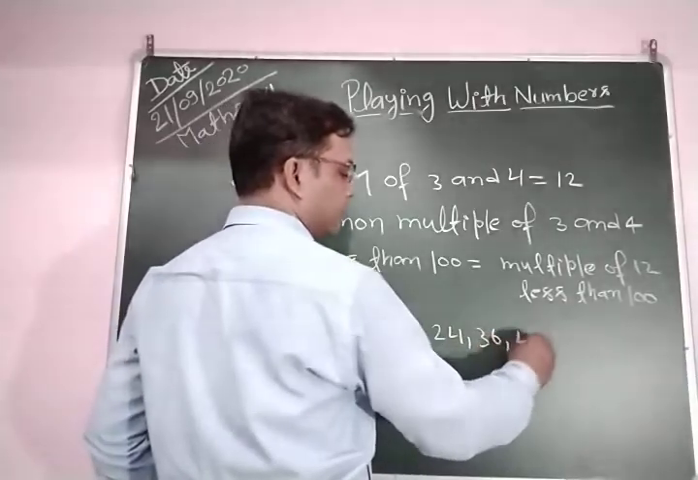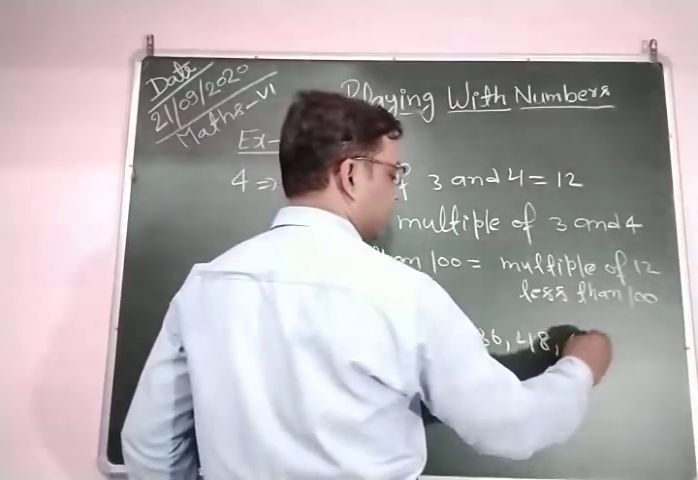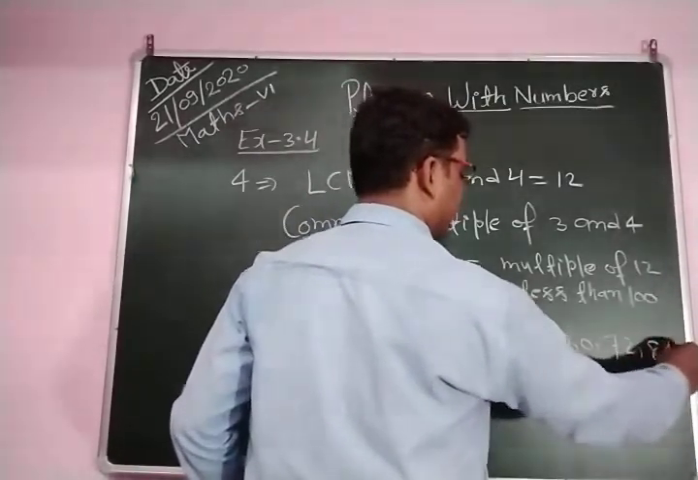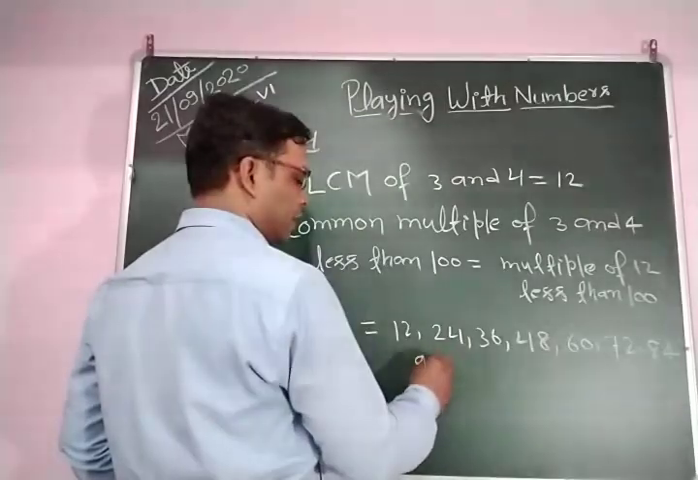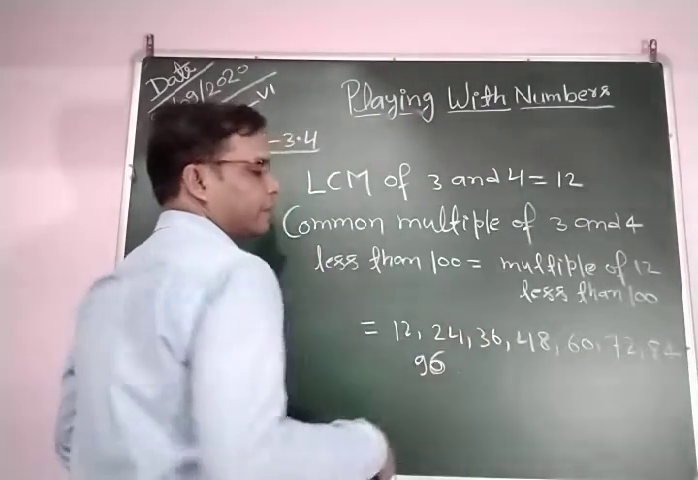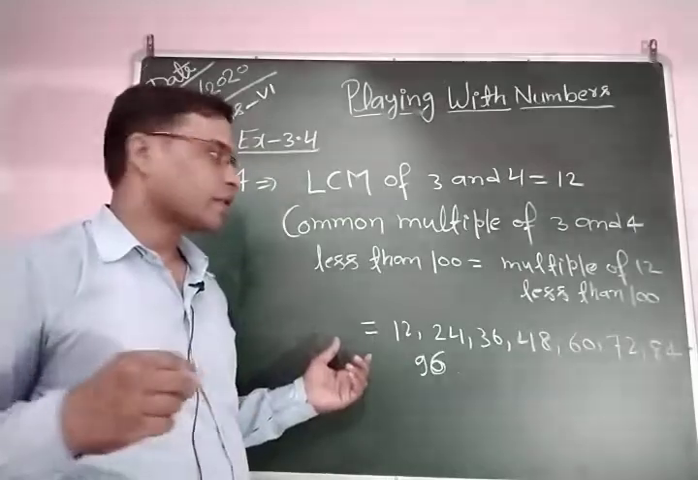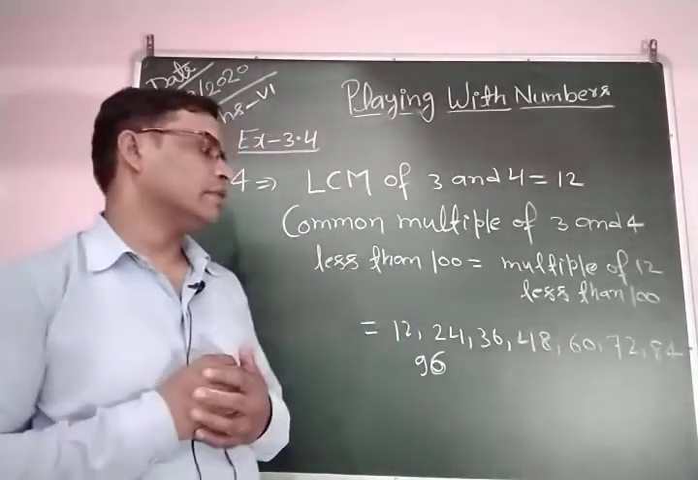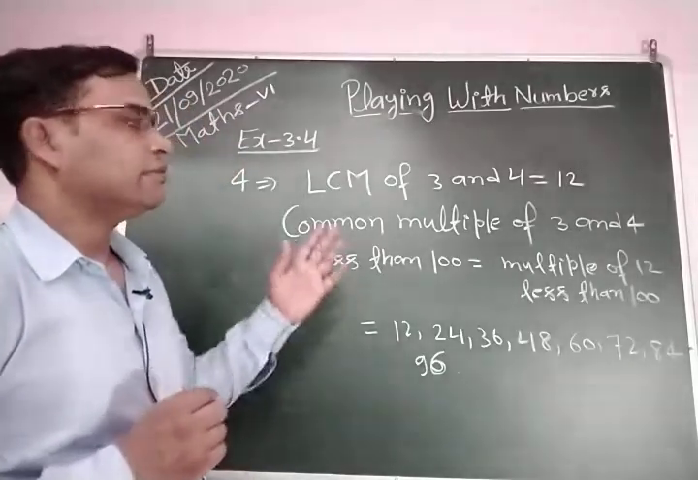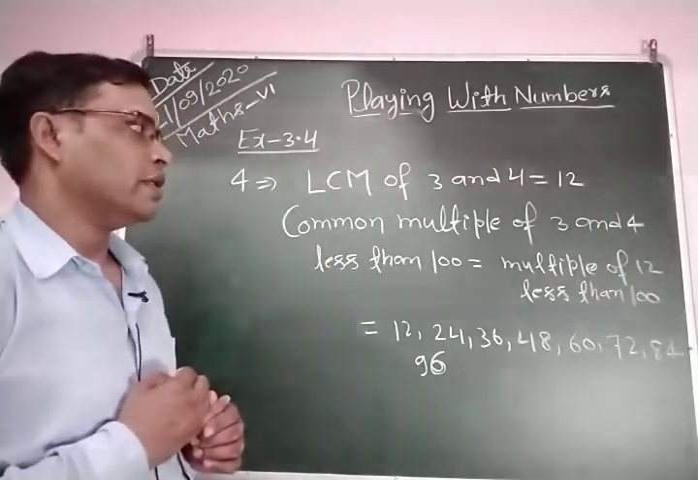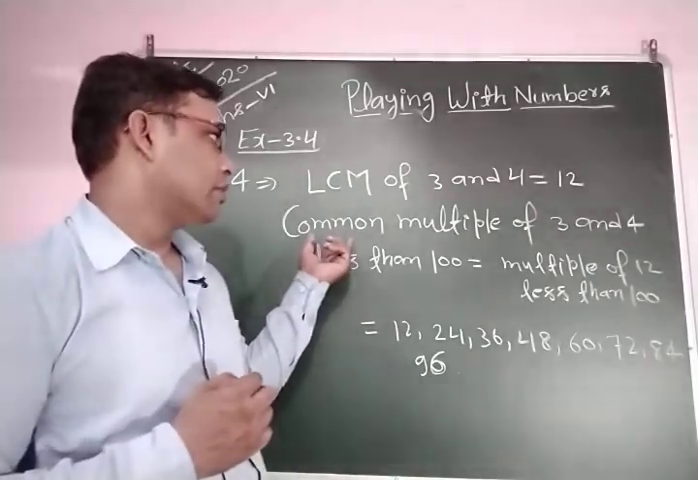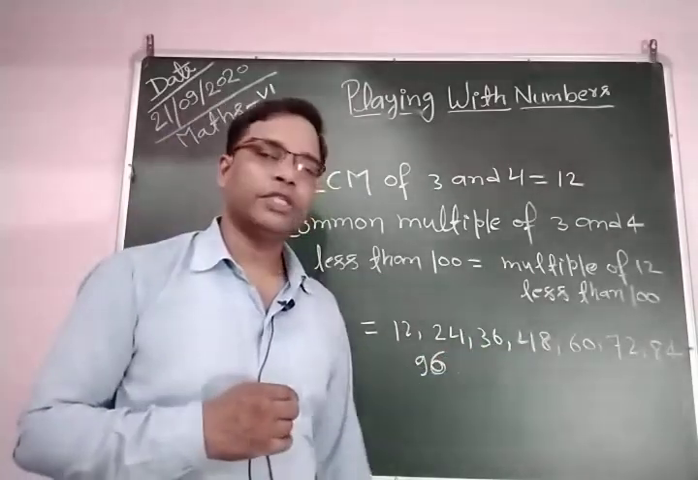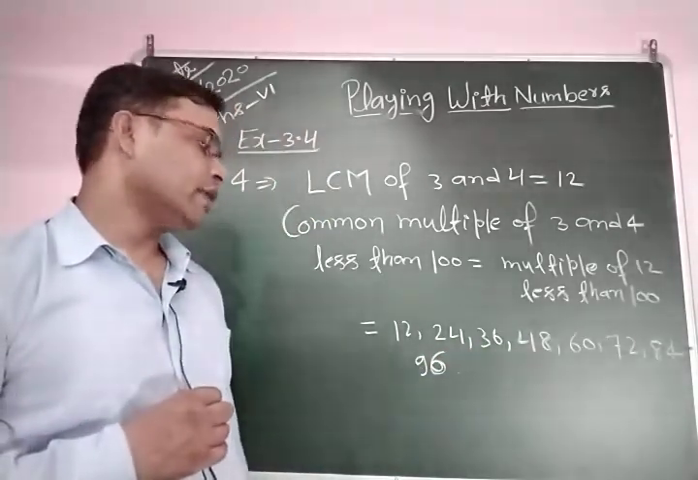36, 48, 60, 72, 84, 96. Okay, so the common multiples of 3 and 4 less than 100 are the multiples of 12 less than 100, because the LCM of 3 and 4 is 12. So the common multiples of 3 and 4 are 12, 24, 36, 48, 60, 72, 84 and 96.